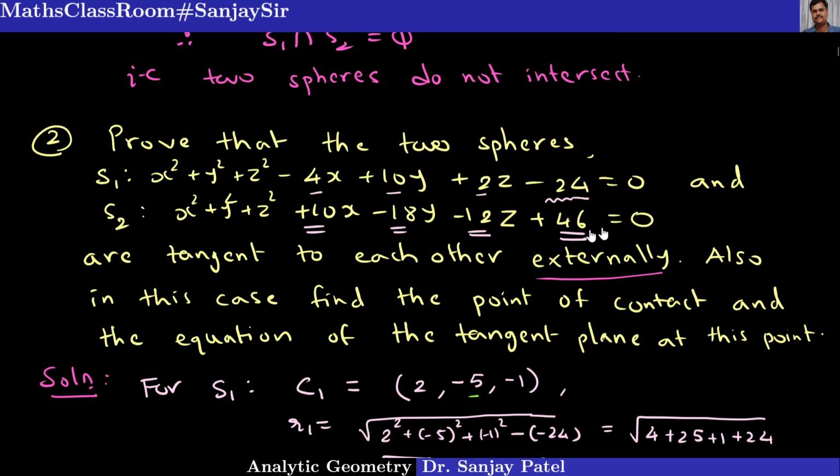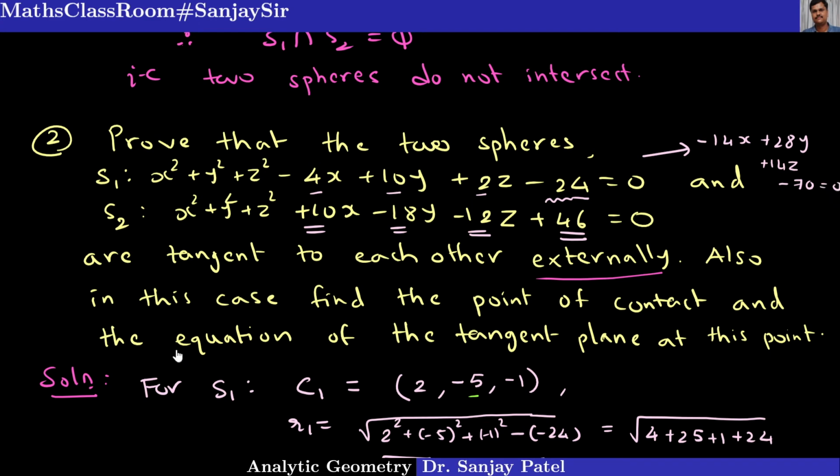Let me write down the difference here. For these two equations, when you take s1 minus s2, the x square, y square, z square will be cancelled. What remains is minus 4x minus 10x, which is minus 14x. Then minus 10 minus minus 18, so it is plus 28y. Then 2 minus minus 12, that is plus 14z. And then minus 24 plus 46, that is minus 70, is equal to 0.